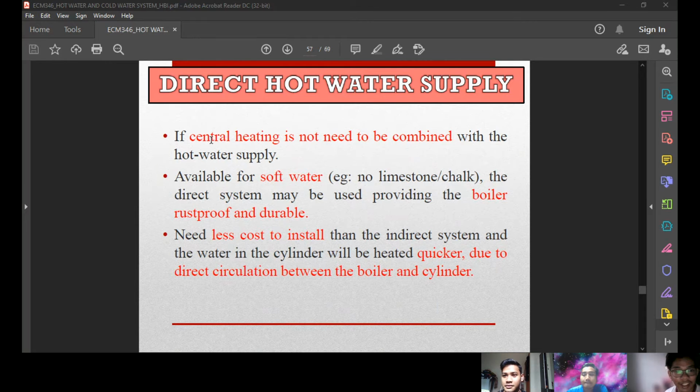If central heating does not need to be combined with the hot supply, and soft water is available, the direct system may be used, provided the boiler is rustproof and durable. It costs less to install than the indirect system, and the water in the cylinder will be heated quicker due to direct circulation between the boiler and cylinder.